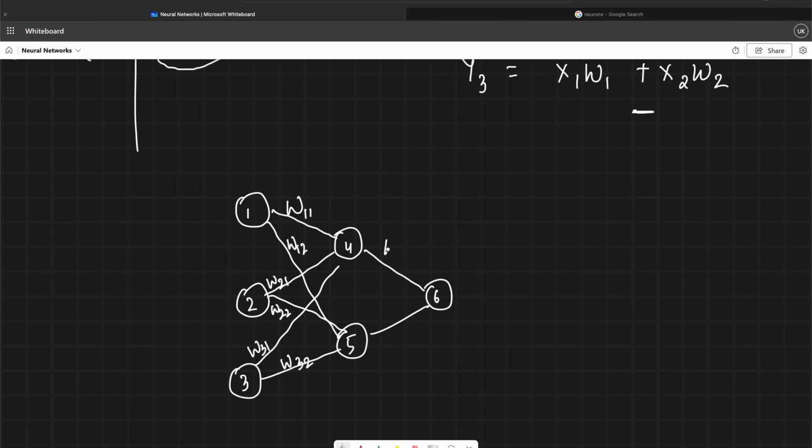Now, similarly, this will be W41. This is coming from the fourth node. But since there's only one, we'll just follow the subscript here. We are keeping two numbers. Then here W51. Then here we'll get Y.